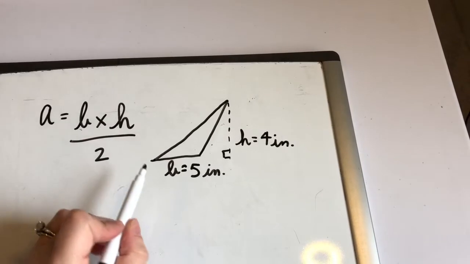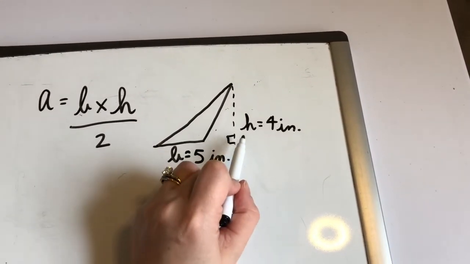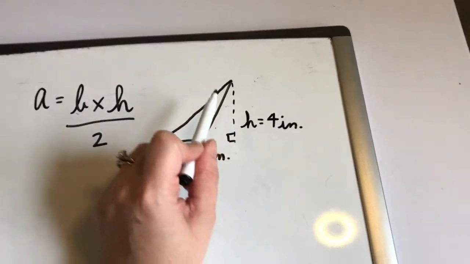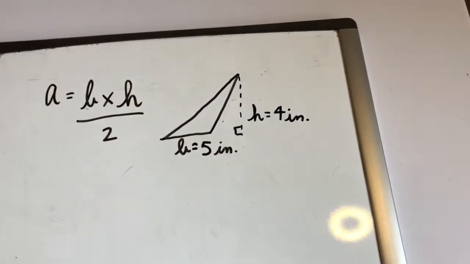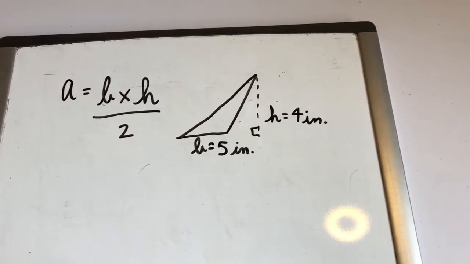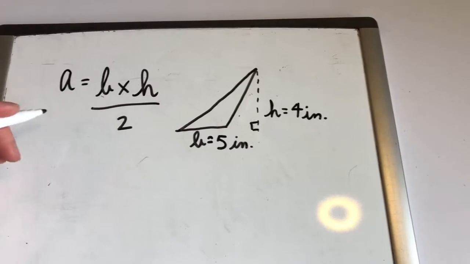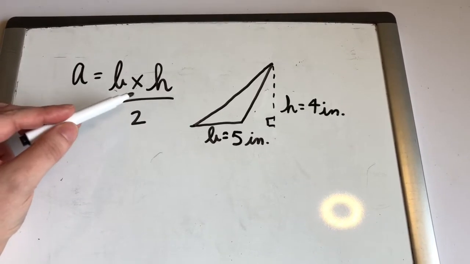So here I have my obtuse triangle. It has a base of 5 inches and a height of 4 inches. Remember, the height for the obtuse triangle is external. It's out here. So I'm going to put those values into my formula, just like we've been practicing. So I have my formula here. It's the first one. It's area equals base times height divided by 2.